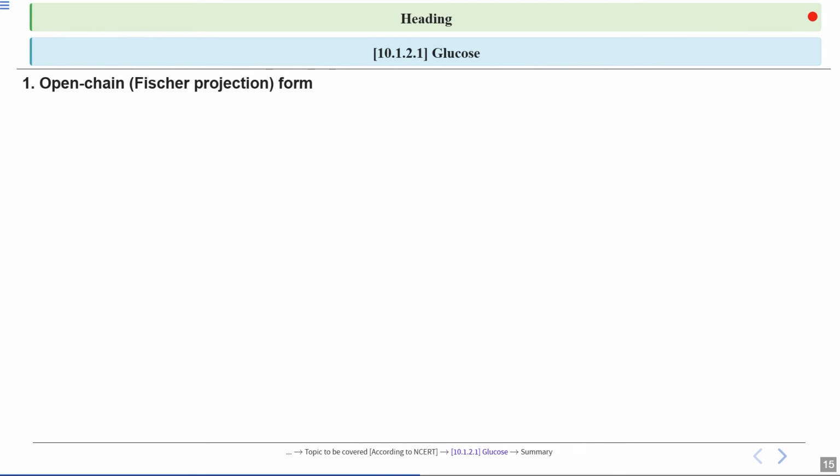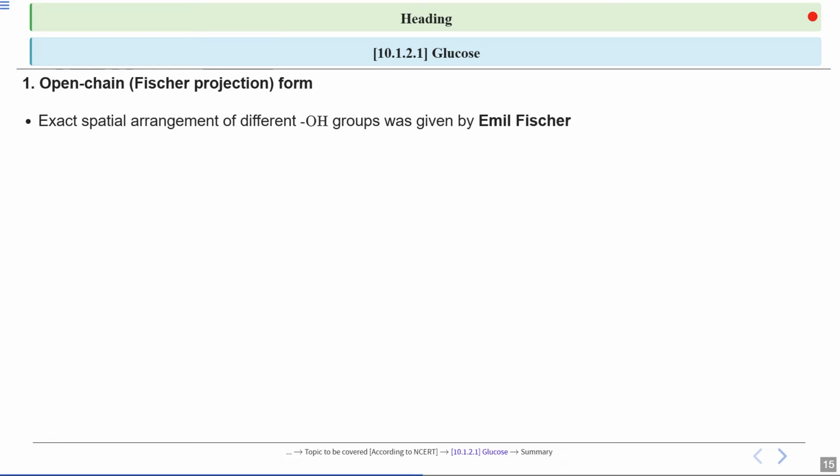Now first we will talk about the open chain form, which is the Fischer projection. Emil Fischer was the scientist who first described the exact spatial arrangement of the OH groups in sugars. His work helps us understand how the position of these groups affects the properties of biomolecules. Now, the D and L forms of sugars are terms used to describe the orientation of the molecule in the Fischer projection.